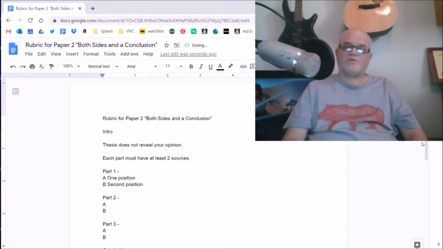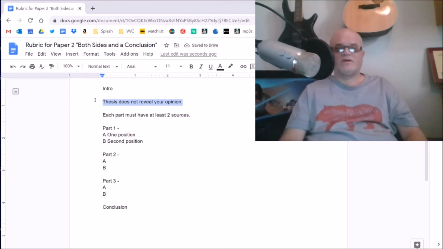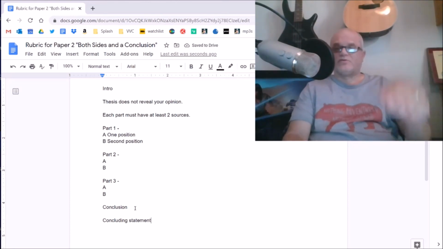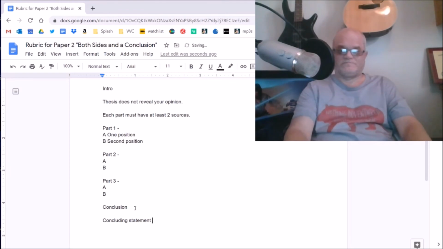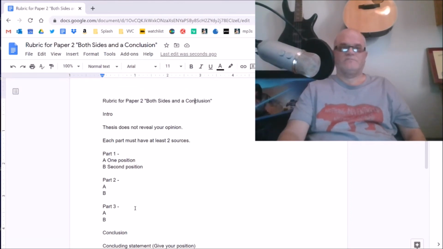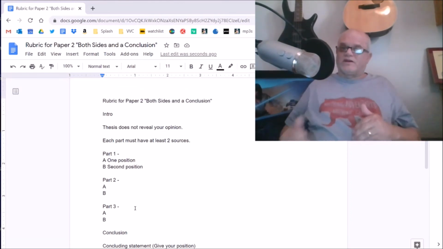And this is going to be very important. I do not want you to reveal your opinion in the thesis. You're only stating the two opinions. And you're stating that there are different positions. Two different ones, really, the two main ones. Then in your conclusion, you will have a concluding statement that will be exactly like your thesis, only you are going to give your position. After you've given the whole paper, then you're going to give your position. And you're going to try and convince that way. So it's called both sides and a conclusion.